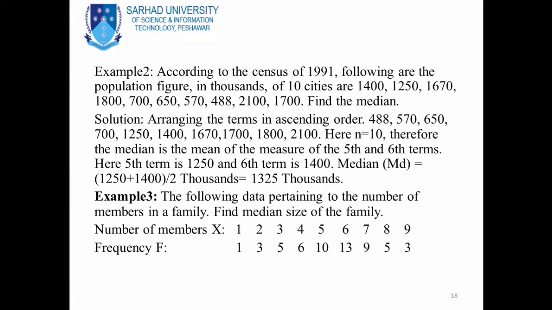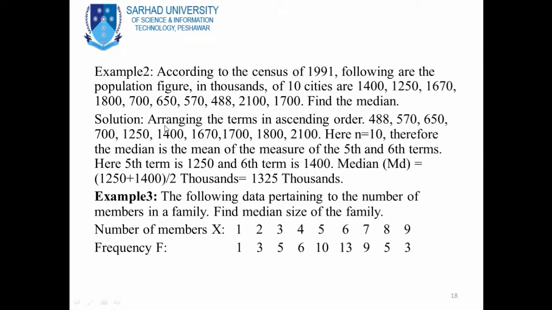Now example number 2. This is ungrouped data. According to the census of 1991, the following are the population figures in thousands of 10 cities: 14,000, 1,250, 12,050, 16, 1,250, 1,670, 18,700, 650, 570, 488, and 2,100, 1,700.